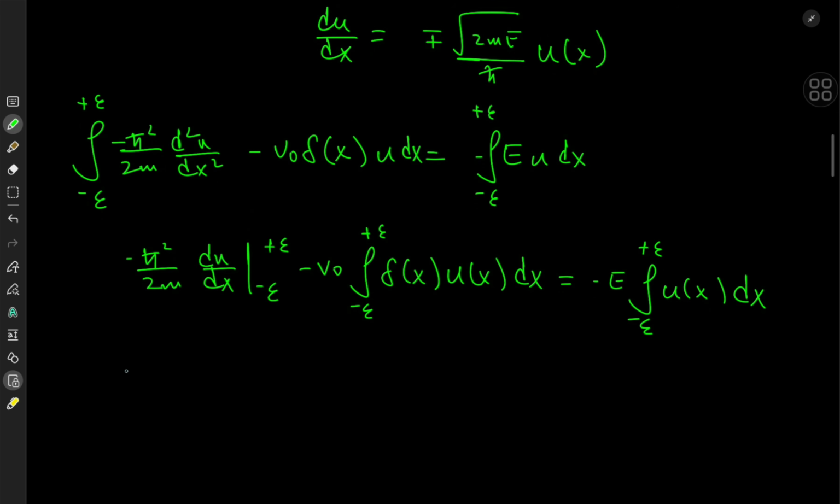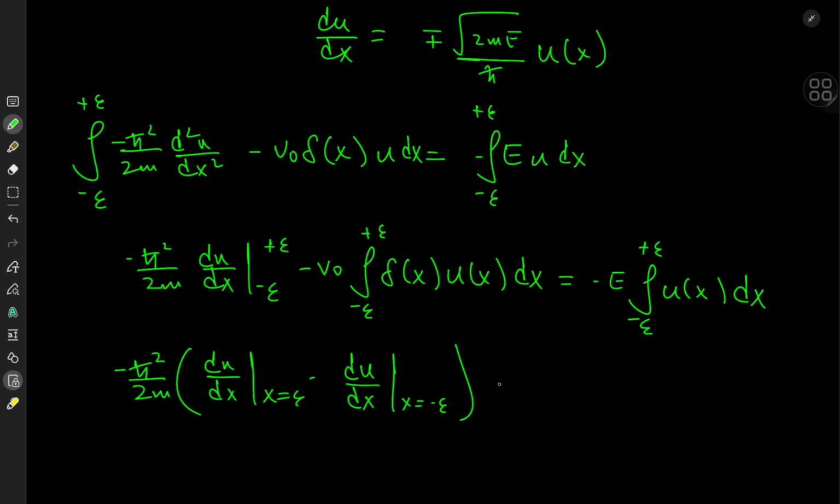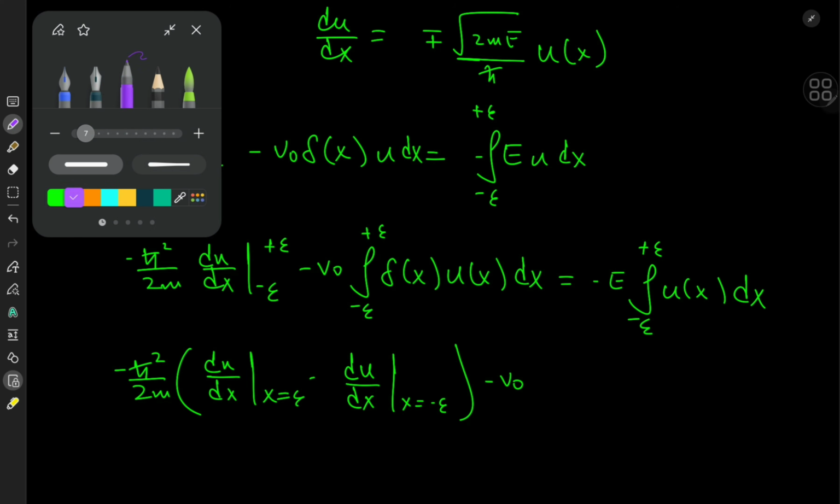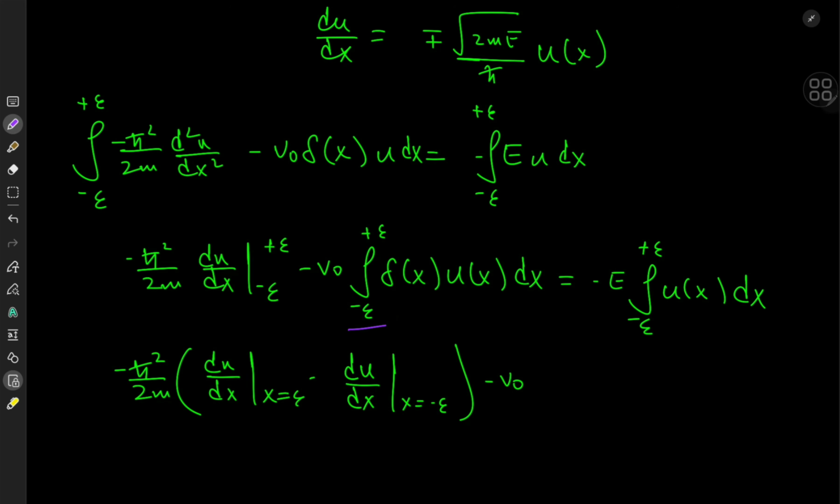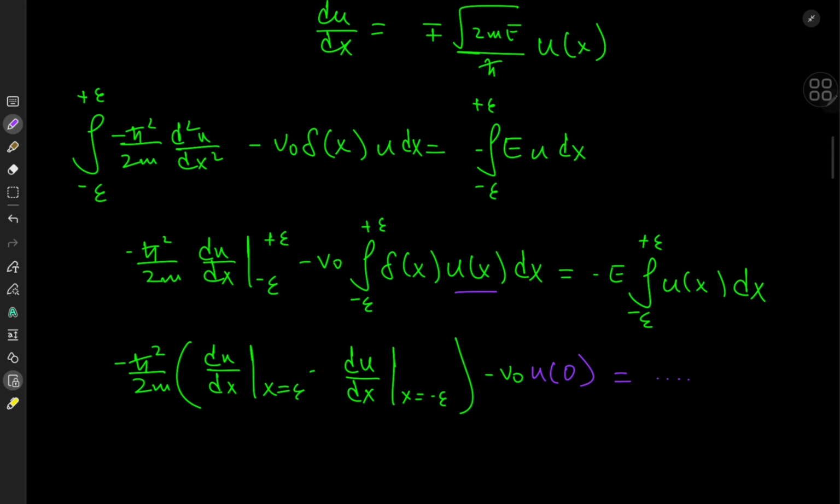And that's just going to tag along for the next few steps because the left-hand side is just much more interesting. So the first thing we have there is negative h bar squared over 2m times du over dx evaluated at x equal to epsilon minus du over dx evaluated at x equal to negative epsilon, minus v naught. What about this integral involving the Dirac delta function? Well, when you're integrating over an interval that contains the point where the argument of the Dirac delta function is 0, the output is just the function u evaluated at that exact point. That is to say, in this case, u of 0. And on the right, we have, again, the integral that is just going to tag along for a while.